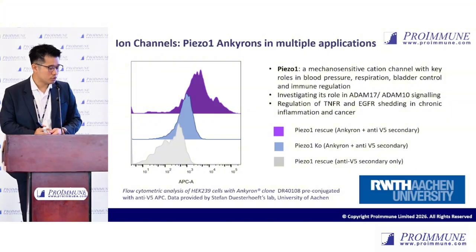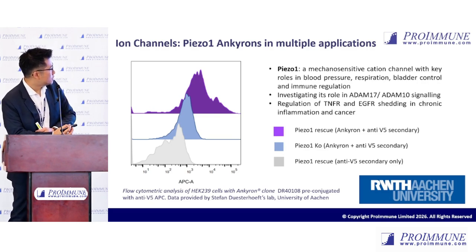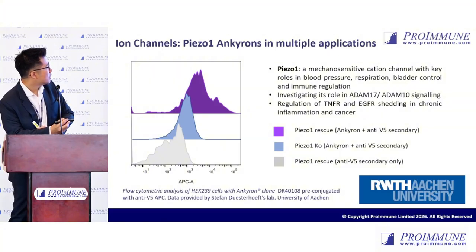This is where they used the Ankyrons to do the validation, where you could see the dark purple. This is Piezo1 rescue, stained with the Ankyrons with the NTV5 secondary. You can see the signal here, and this is against the knockout of Piezo1. You can see that the signal is at a lower range, and this is without the Ankyrons, with just the NTV5 secondary, so you could not see any of the high signal.